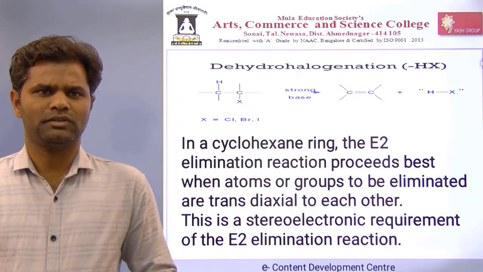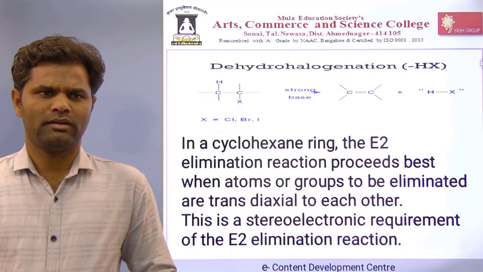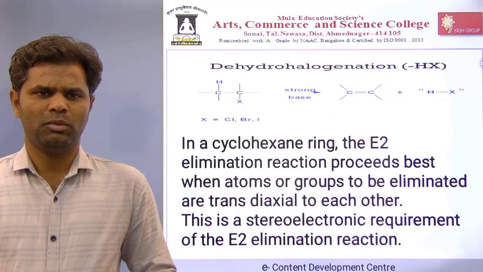Now, as we have seen the general reaction, we are going to apply the concept to the cyclohexane ring. In case of cis elimination, the stereoelectronic requirement is that the atoms or groups to be eliminated must be cis to each other. But in case of E2 elimination reaction, the stereoelectronic requirement is that the atoms or groups to be eliminated must be trans-diaxial to each other. Only then is the E2 elimination possible. Remember this stereoelectronic requirement.